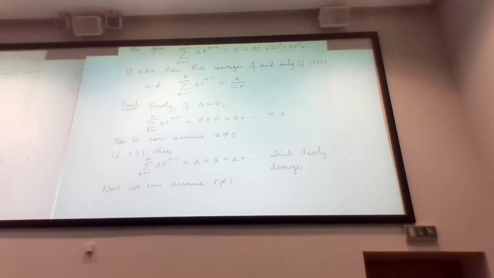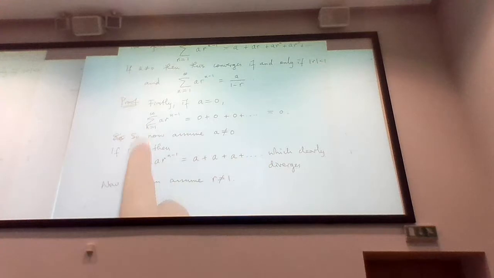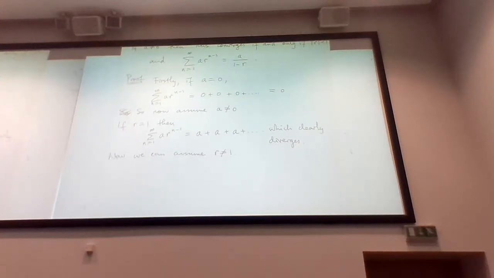And now we can give the general argument. So now we're going to be thinking about a geometric series which is non-trivial. The a is not 0, so it isn't this trivial one. And also the common ratio r is not equal to 1, so the step size is changing each time. Okay, and we do a little trick.